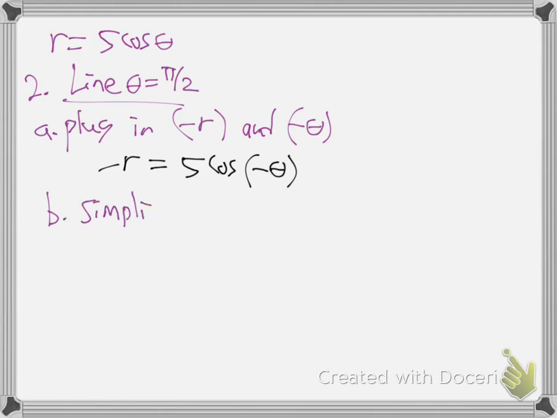Second part, simplify. So you plug in, then you clean it up. You follow those rules. What can I do with the negative and a cosine? Again, it vanishes, right? Cosine's an even function. So this negative will vanish. It'll be 5 cosine of regular. But the negative on the r can't vanish, right? There's no reason I can make that negative vanish. The negative just stays on the r. It's not going anywhere.